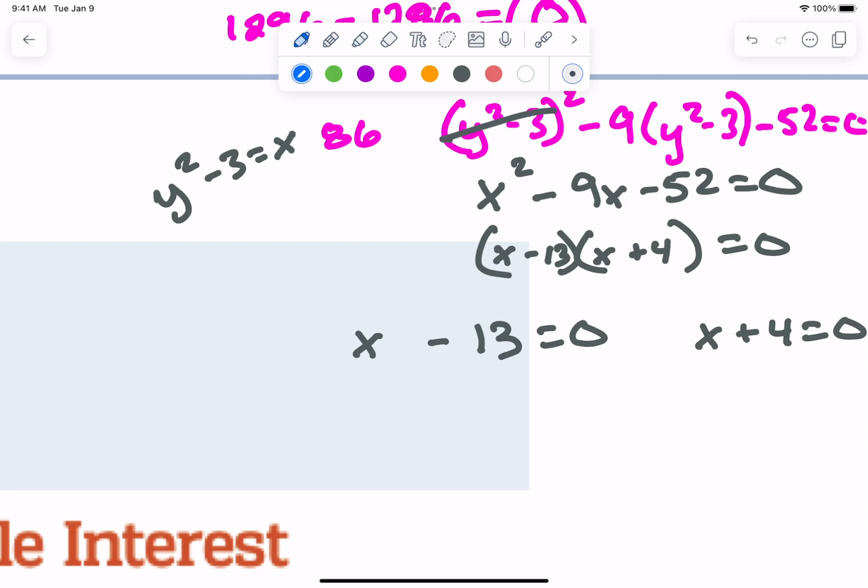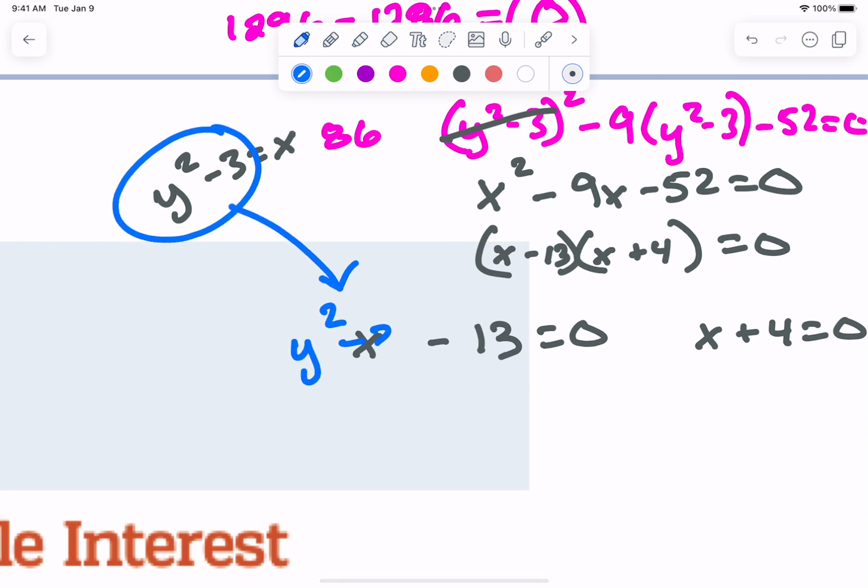Okay, now what? Before we solve, let's plug this guy back in for x. You don't need it. You're never gonna need it. y squared minus 3, and y squared minus 3.